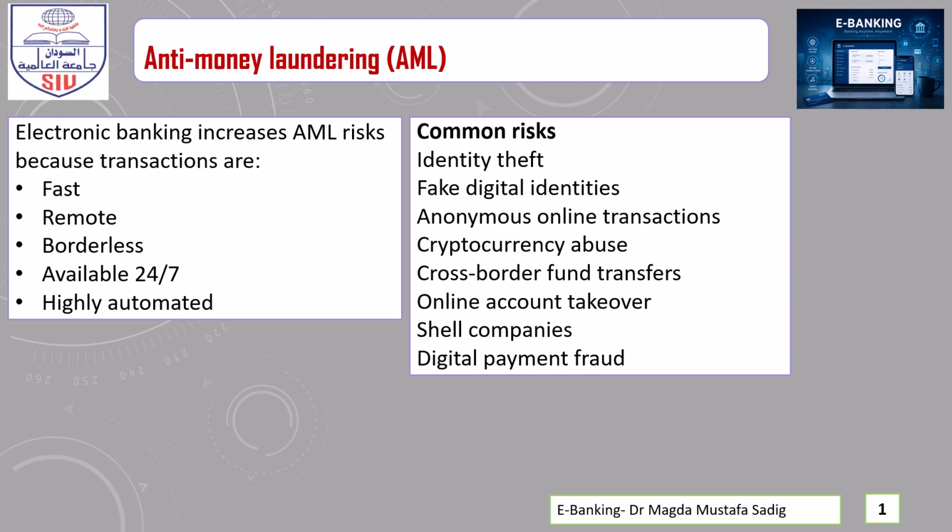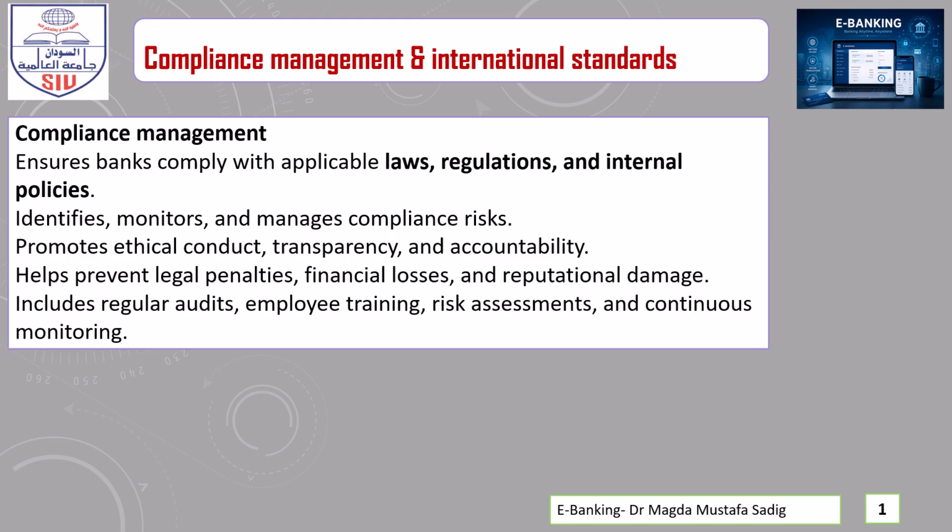Anti-money laundering risk in e-banking. Some common anti-money laundering risks include identity theft, fake digital identities, anonymous transactions, cryptocurrency misuse, cross-border money transfers, account takeover, shell companies, and online payment fraud. Banks must continuously improve their monitoring systems because criminals constantly develop new methods. This is why compliance is an ongoing process rather than a one-time activity.